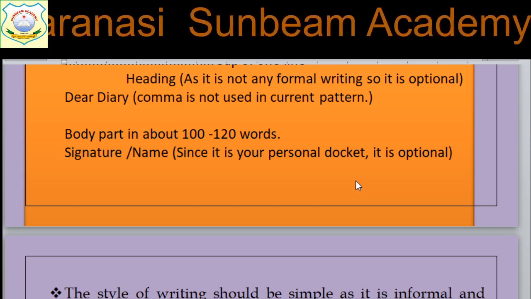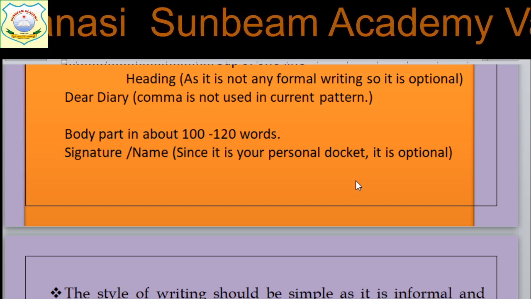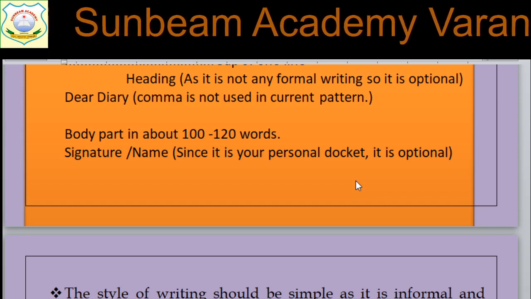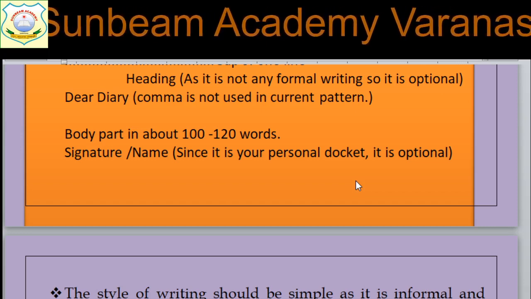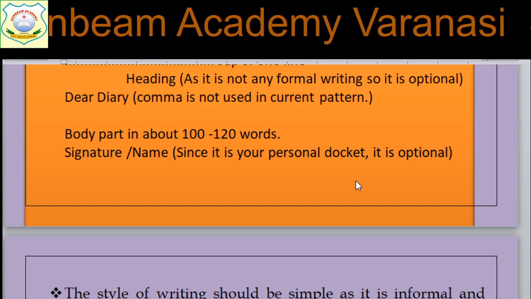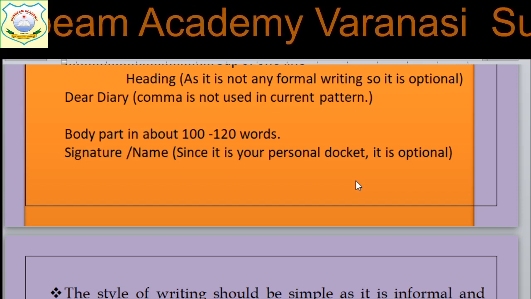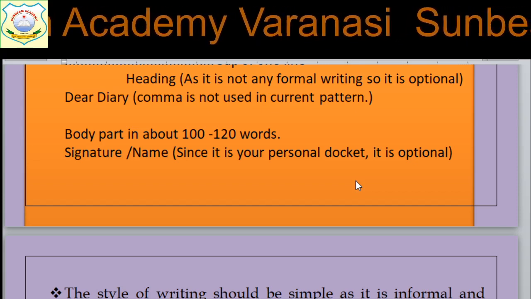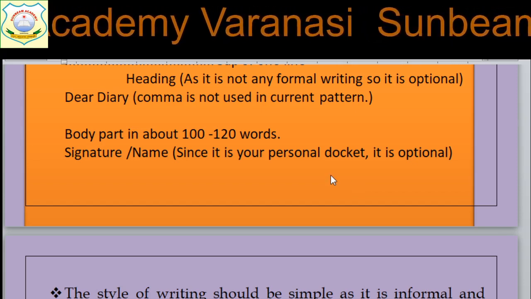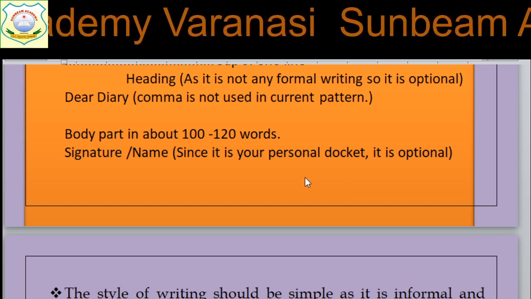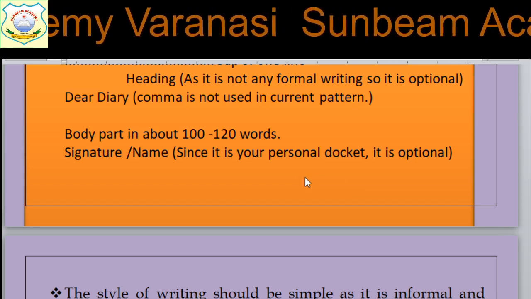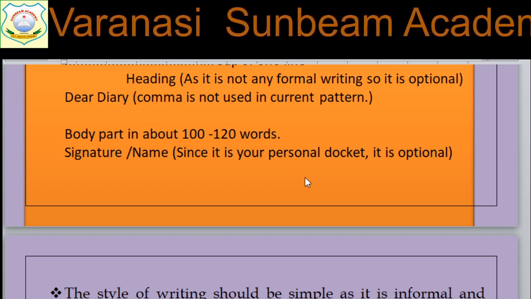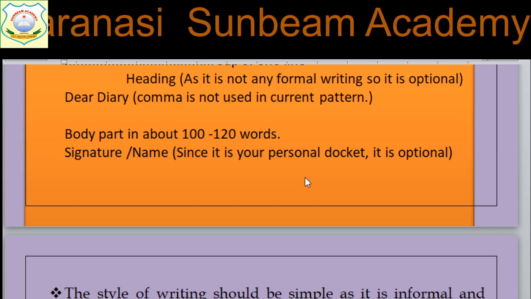You are writing. It is understood that whosoever possesses the diary is the person who has written it. So why write name or signature? If my diary is there, it is understood that I have written it. I have made the entry. So even if I do not put my signature or write my name, it is okay. And if you put your signature or write your name, that's also considered.